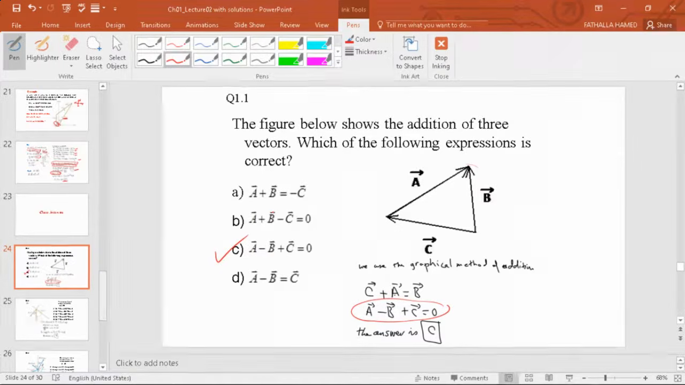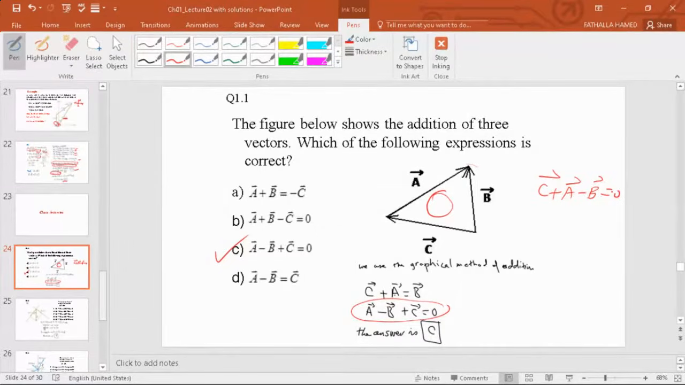Or you can use the rule where you choose a point and you come back to the same point. It will be 0 if you go in a circle. So let's take C, for example, here. And A is in the same direction, but B is in the opposite direction. So you put it minus, and it's equal to 0. And that also, the cycle that brings you back, will give you this answer.